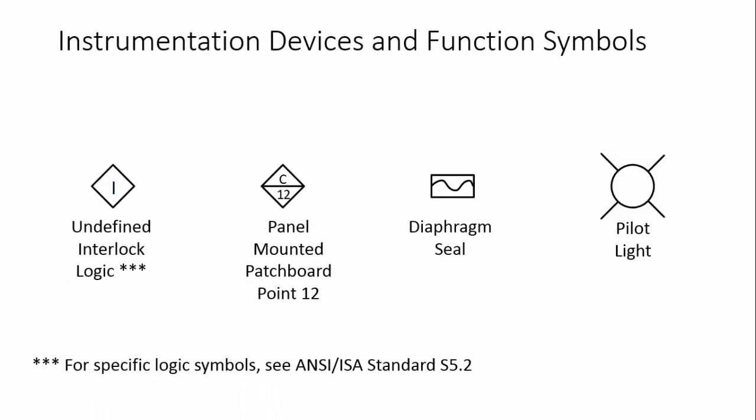Here's some more different types of symbols. A diamond with an I in it is an undefined interlock logic. Here is a panel-mounted patch board. Panel-mounted, I can see the panel-mounted. Here's a diaphragm seal and a pilot light. When you look in the standard, there are table after table full of different symbols.